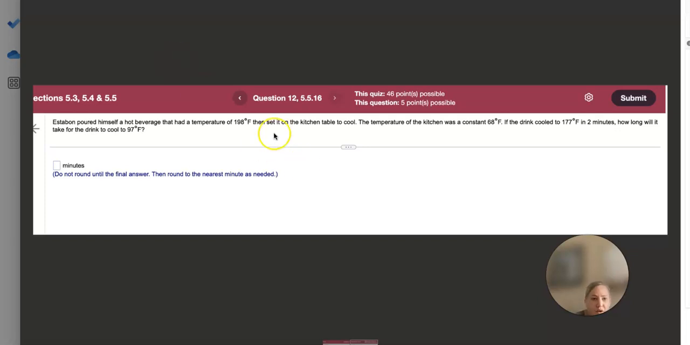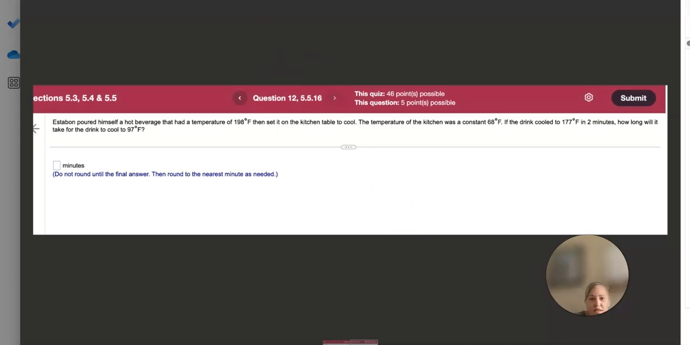This was question number 12, where it says Esteban poured himself a hot beverage that had a temperature of 198 degrees Fahrenheit, then set it on the kitchen table to cool. The temperature of the kitchen was a constant 68 degrees Fahrenheit. The drink cooled to 177 degrees Fahrenheit in 2 minutes. How long will it take for the drink to cool to 97 degrees Fahrenheit?